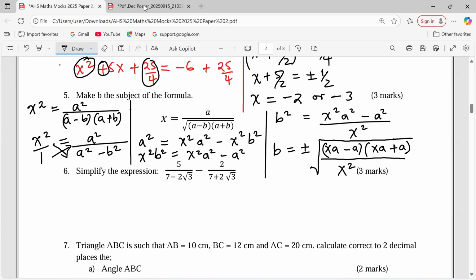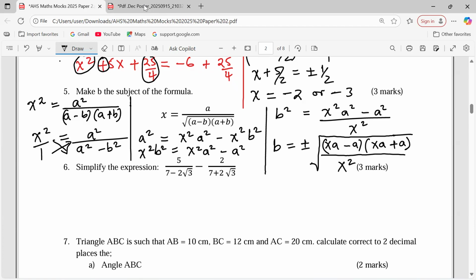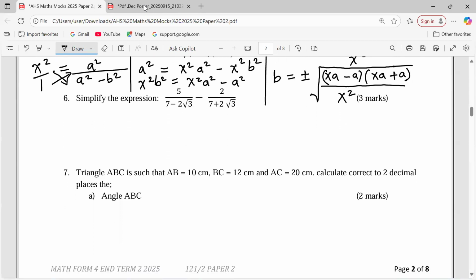Yeah, everything out of x squared. So that is it. Only simplified. A very good question.